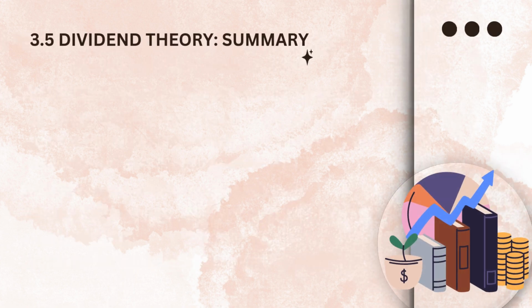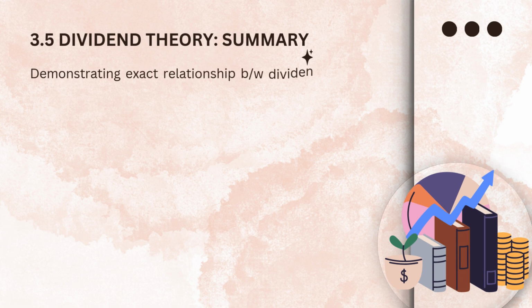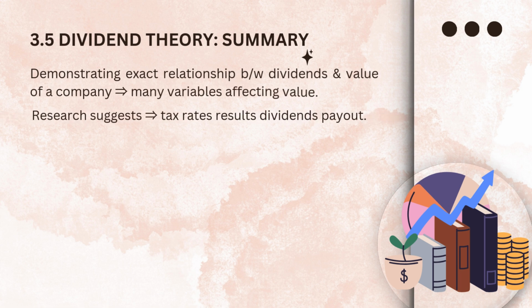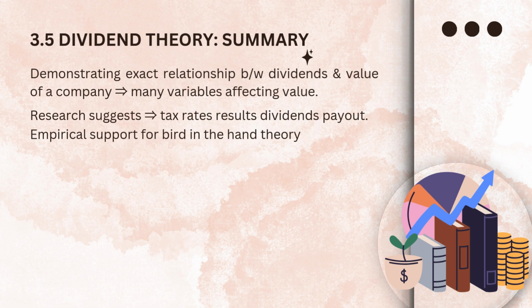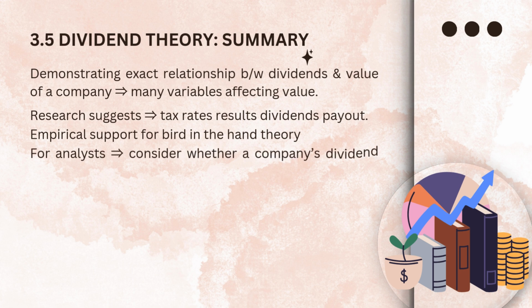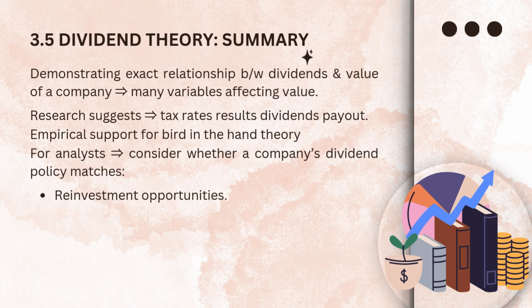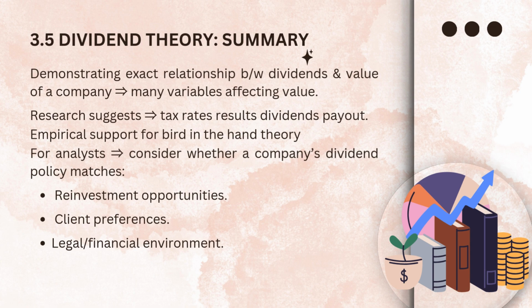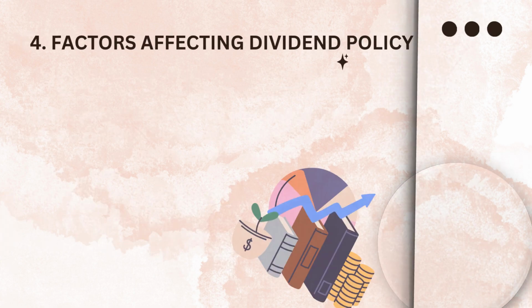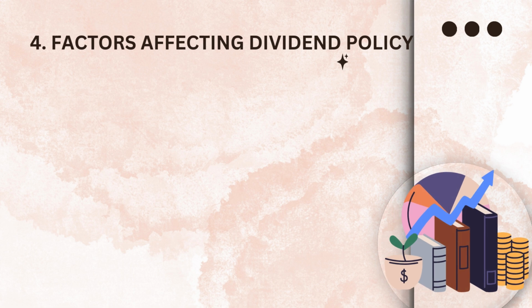3.5 Dividend theory summary. No theory demonstrates the exact relationship between dividends and value of a company. Many variables affect value. Research suggests tax rates influence dividend payout. There is empirical support for the bird in the hand theory. 4. Analysts consider whether a company's dividend policy matches reinvestment opportunities, client preferences, and the legal and financial environment. 4 factors affecting dividend policy.